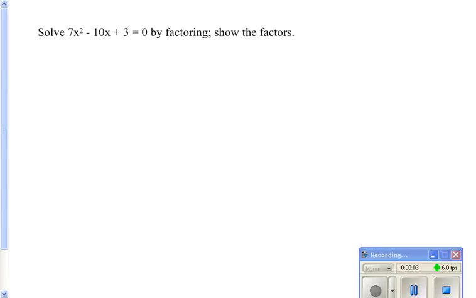When we're solving equations where we have an x squared equals 0, you need to write it as two things being multiplied, so then you can determine what makes each of those things equal 0.